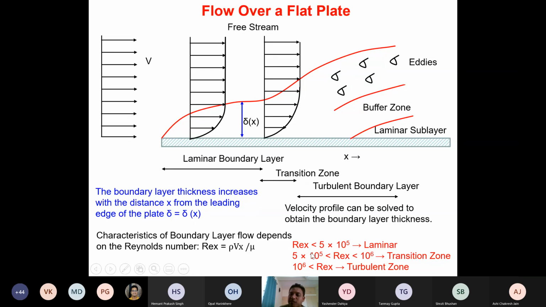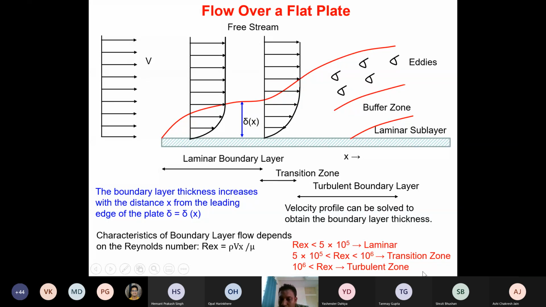When my Reynolds number is between 5 into 10 raised to 5 and 10 raised to the power 6, my boundary layer is in a transition region. So this is the transition region which I have shown here. And when the Reynolds number is greater than 10 raised to the power 6, my boundary layer is going to be there in the turbulent zone.